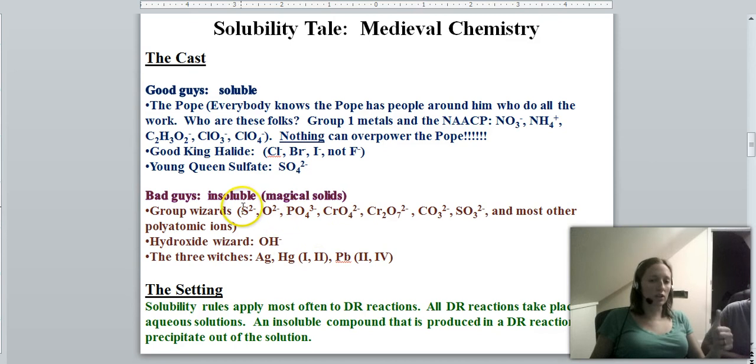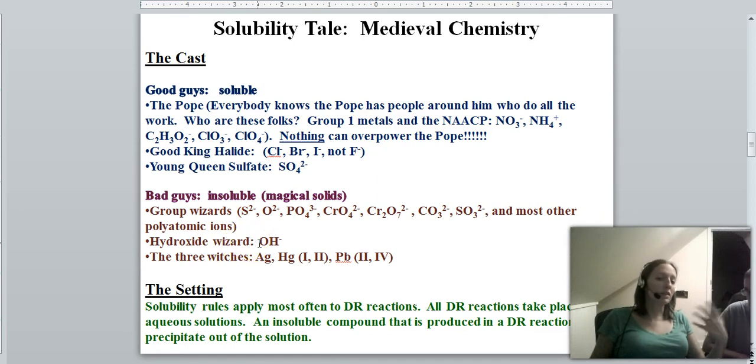So the group wizards include sulfide, oxide, phosphate, the 2 chromate ones, chromate and dichromate, carbonate, and sulfite. That is a list that you're just going to have to memorize. Maybe you can make an acronym for it. I don't know. We'll figure it out. So those are the group wizards. There's a special wizard, which is the hydroxide wizard. And he has got a weakness that we will discuss as well.